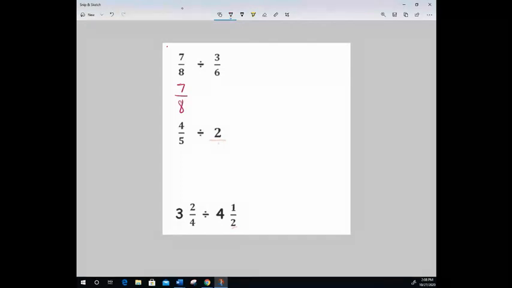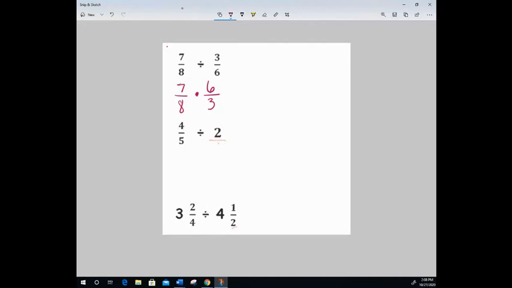We're going to change our division symbol into a multiplication symbol. And then we're going to flip 3/6 for its reciprocal, and that changes it to 6/3. So all we did was switch spots in that. Because we did that, that's what allows us to do our multiplication.